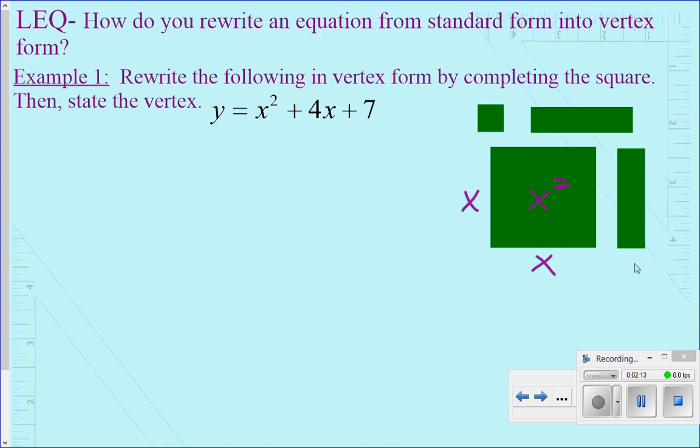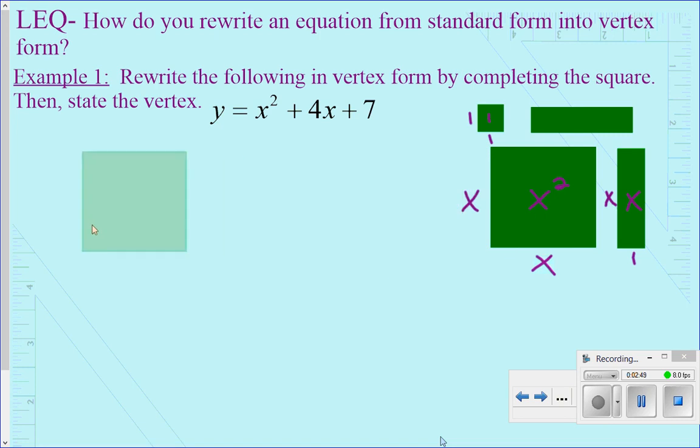You can see this rectangle here has the same height, x, but it has width 1. So the rectangles represent x. And these single squares, well, they have the same width as the rectangle, 1, and they have that same height. So they represent 1 unit. So if I want to represent this expression, x squared plus 4x plus 7, I'm going to use the algebra tiles to do it. So I need 1x squared.